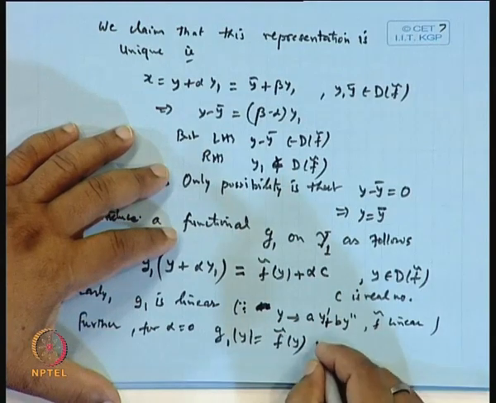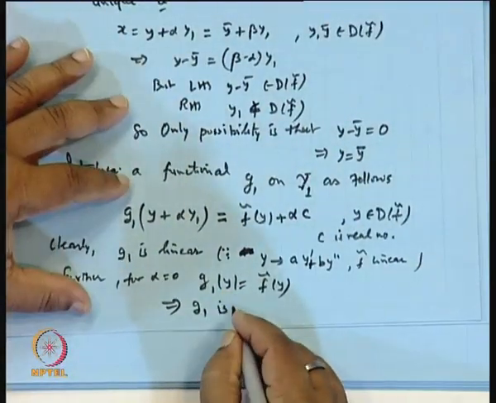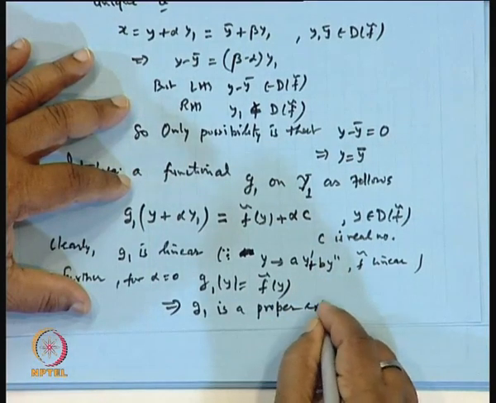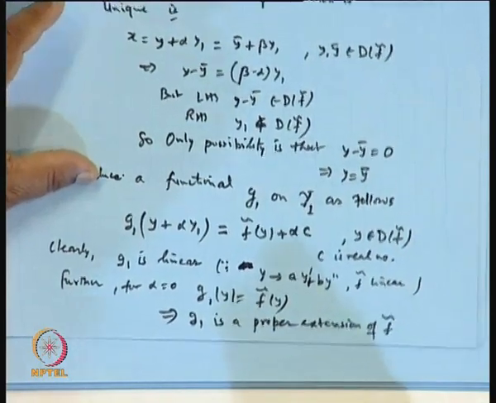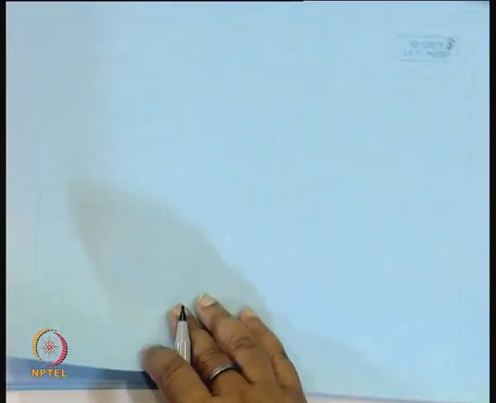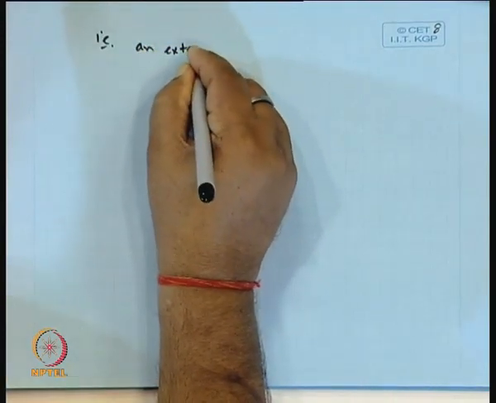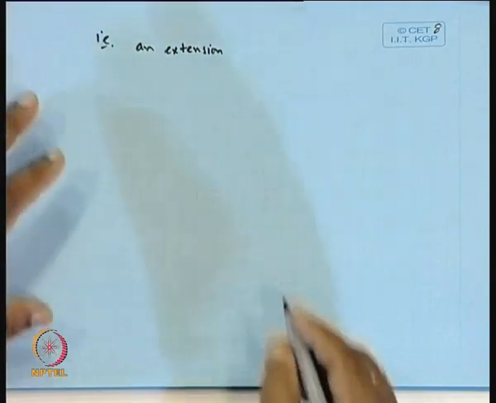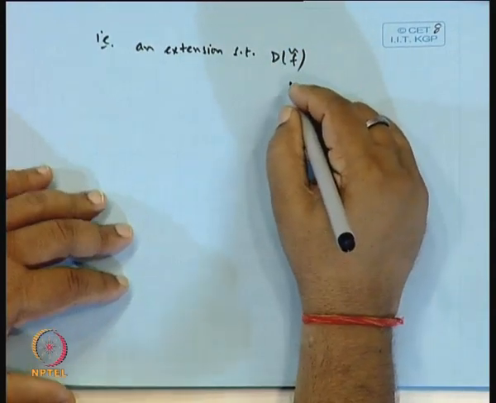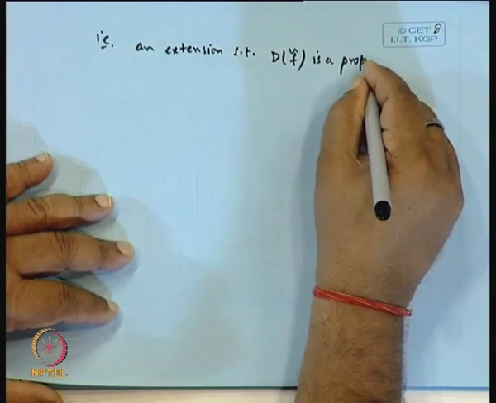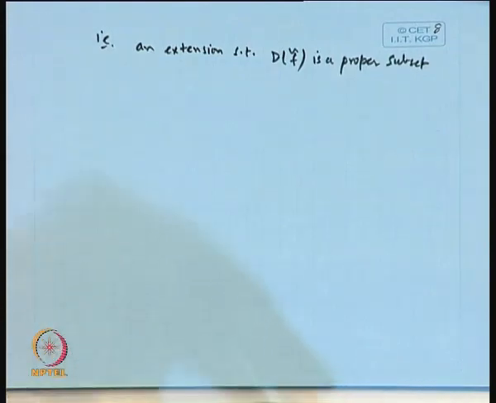This implies that g 1 is a proper extension of f delta, that is an extension such that the domain of f delta is a proper subset of the domain of g1.